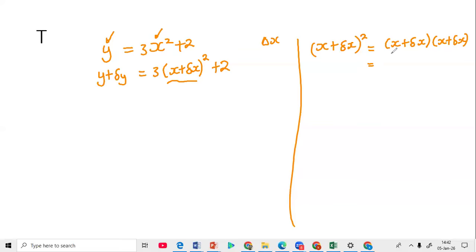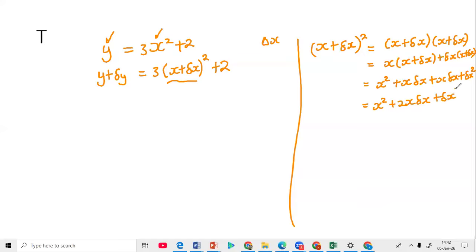So when you open your brackets, you know this will be x into x plus delta x, then plus delta x into x plus delta x. So when you open, you end up with x squared plus x delta x, then plus x delta x, then plus delta x squared. So at the end of the day, this is going to be 2x delta x plus delta x squared. So that's what we shall substitute here.